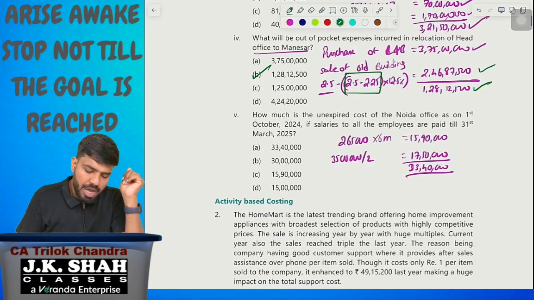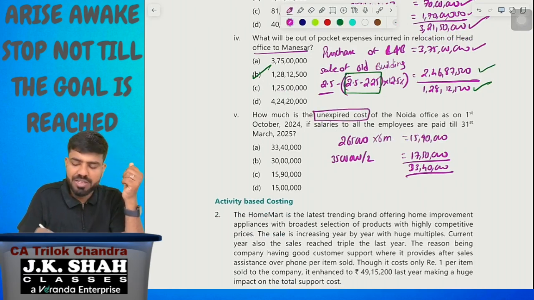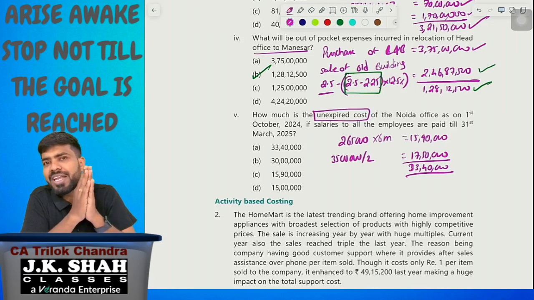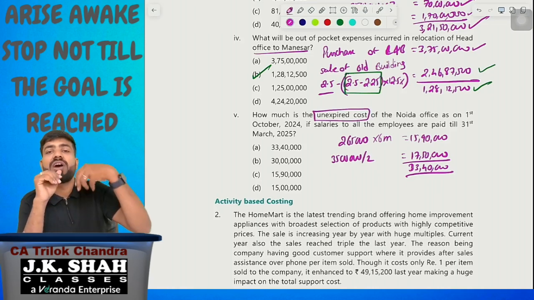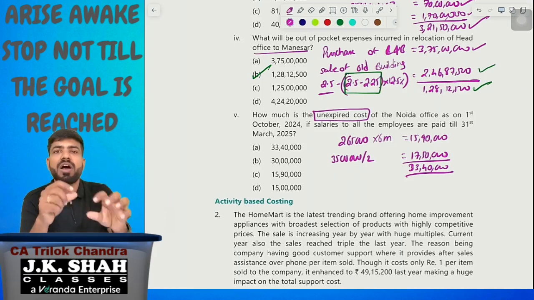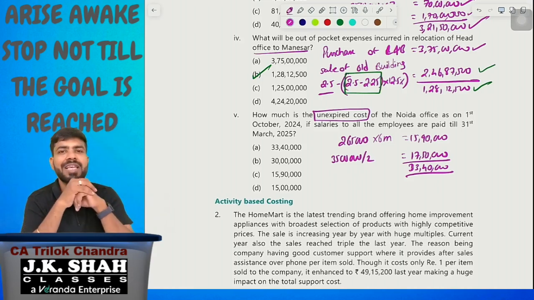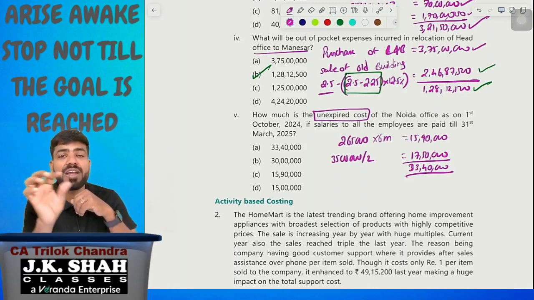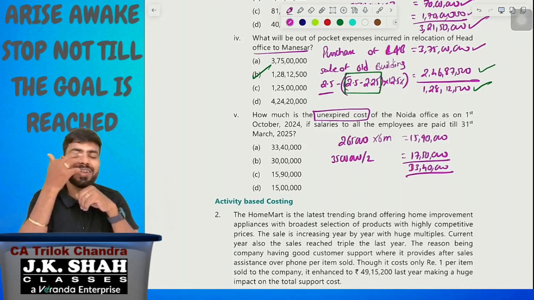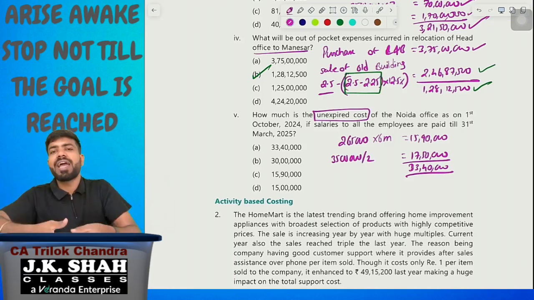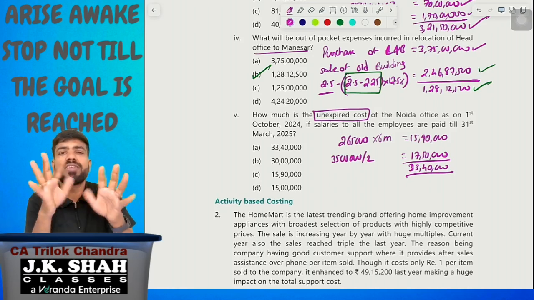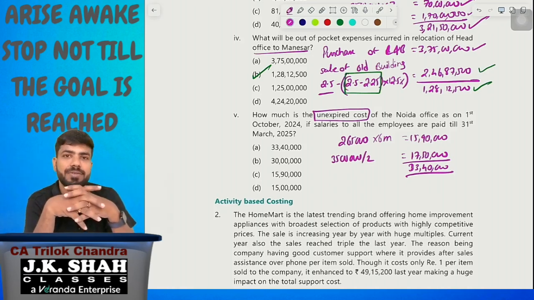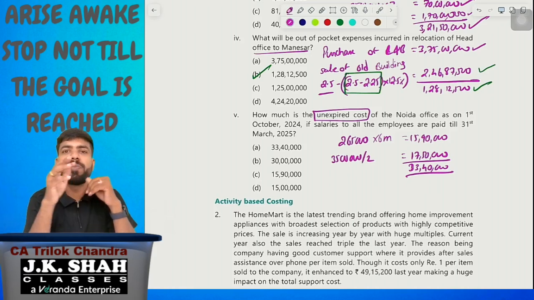Okay, next. How much is the unexpired cost of Noida office as on 1st October 2024? First of all, we need to understand what is unexpired cost. There is one classification called expired cost and unexpired cost. Expired cost means the cost which is charged against the sales. In simple words, the cost which is reduced from sales: purchases, expenses, salaries, rent, whatever the cost reduced or netted off or charged against the sales, we call it expired cost. Whichever cost is carried forward to the next accounting period, which is not going to reduce from sales, we call it unexpired cost.